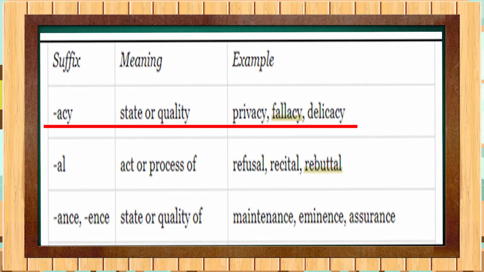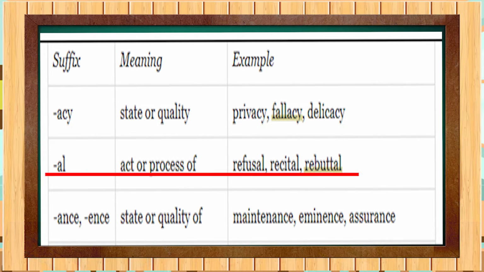If we have the suffix acy and it is added to the end of a word, it attaches the meaning state or quality. For example, private can become the noun privacy. Privacy is spelled p-r-i-v-a-c-y. Also, if we have the word delicate, we can change that word to the noun delicacy.